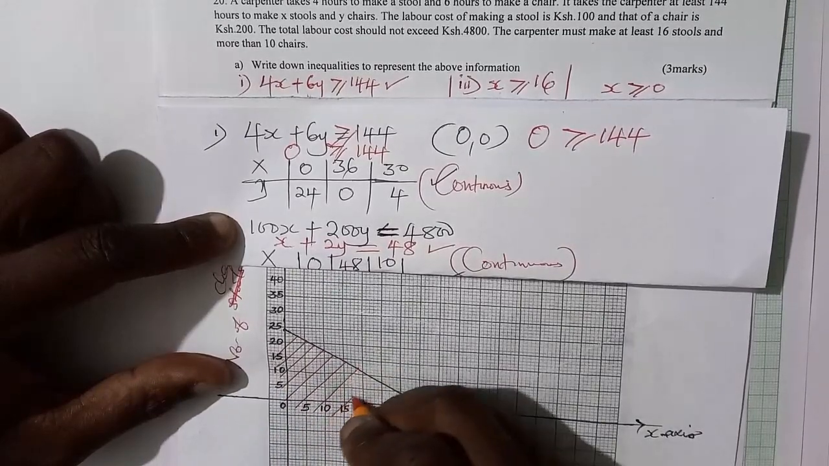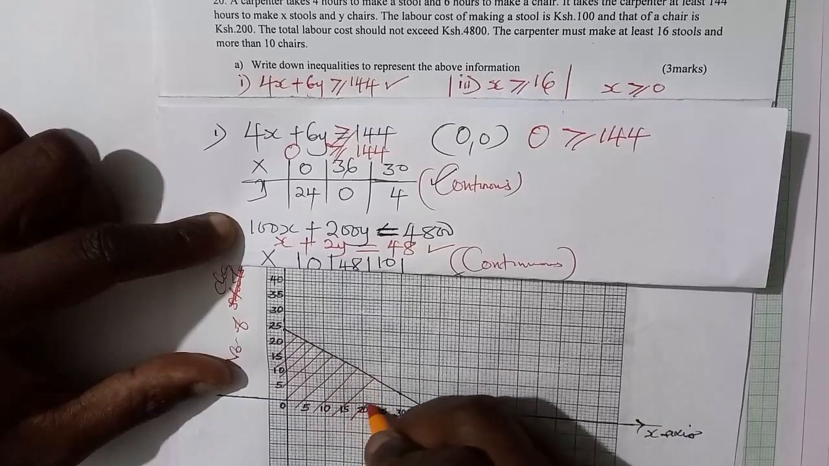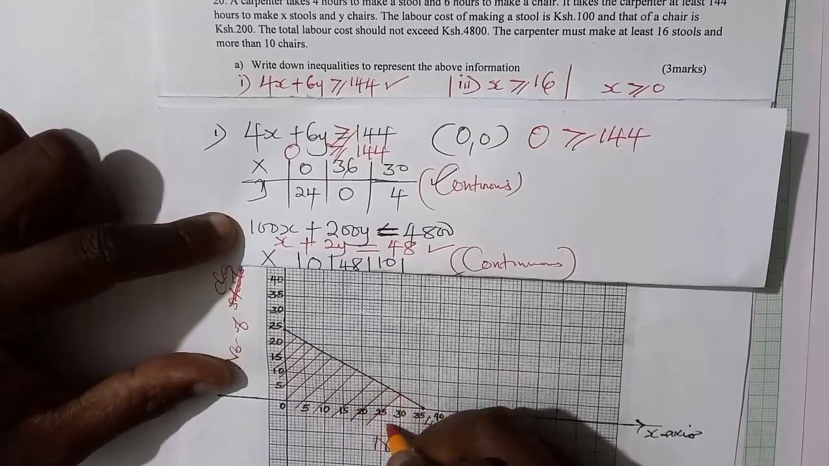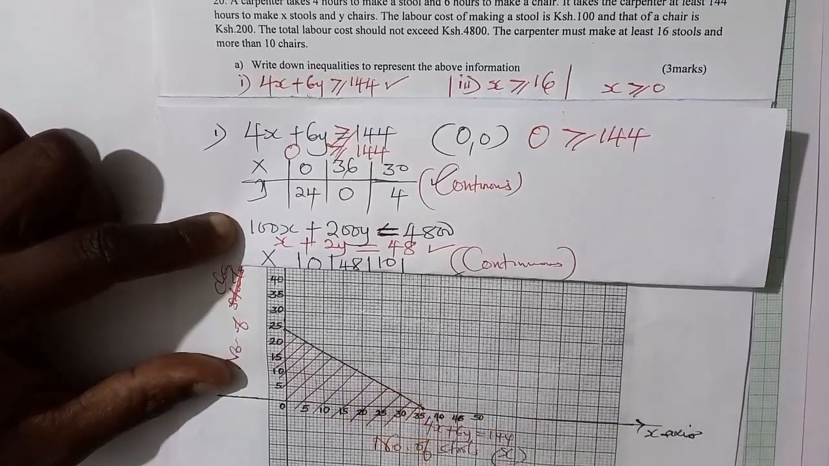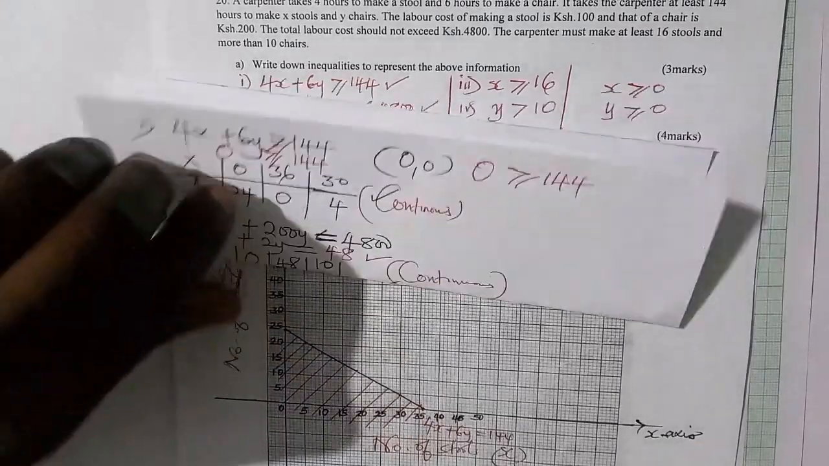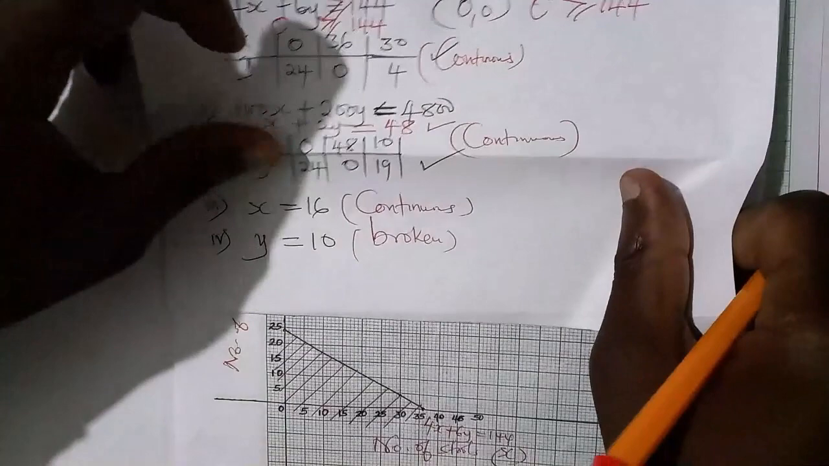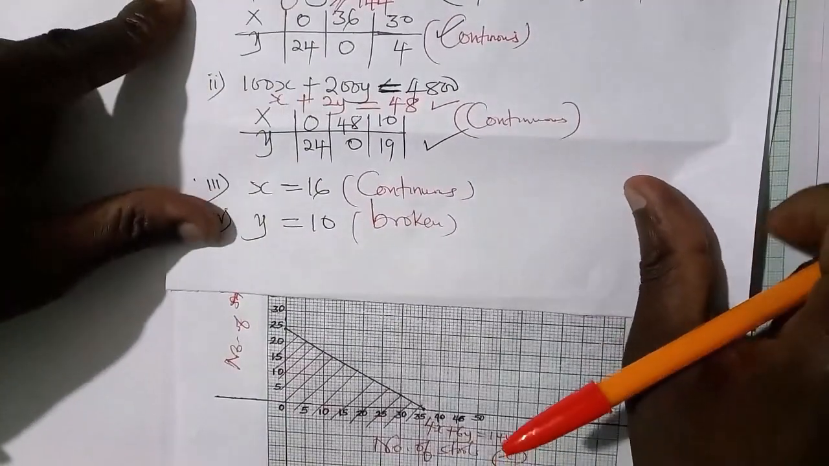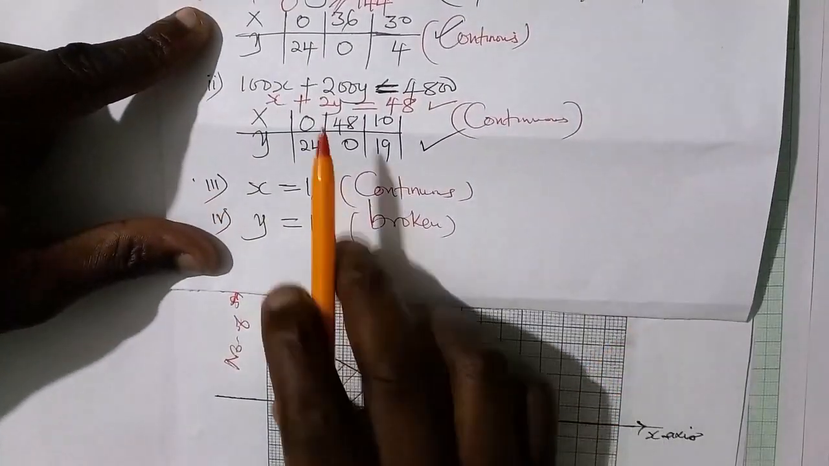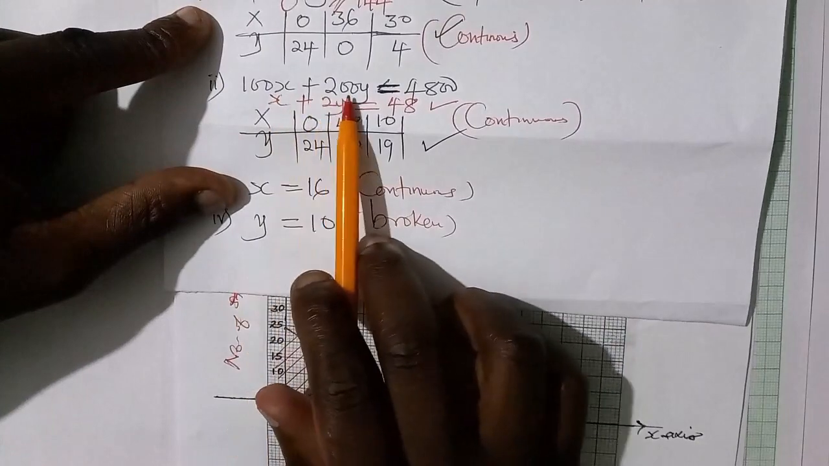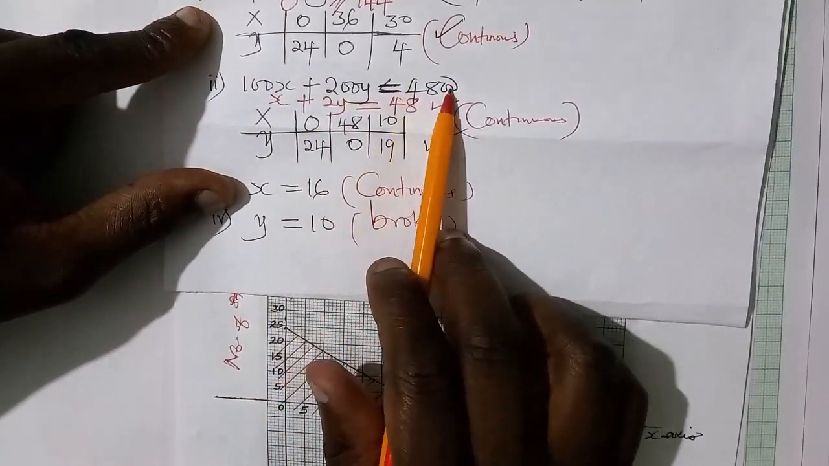That is the unwanted side, like that. Now let's go to the second line. The second line is here. Plot this: 100x plus 200y is equal to 4,800.